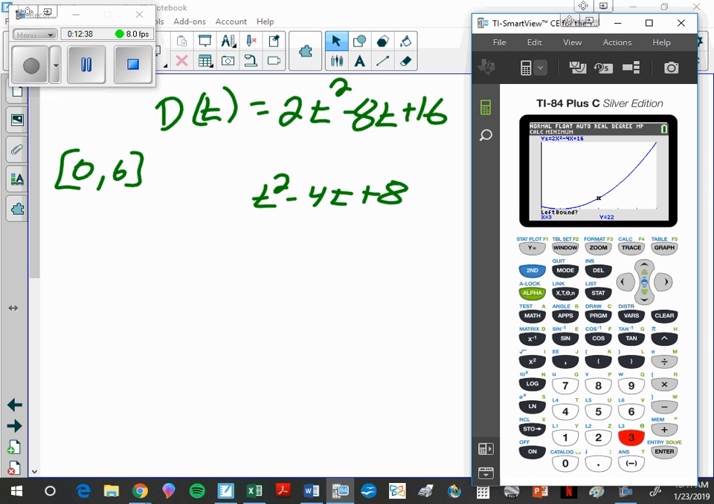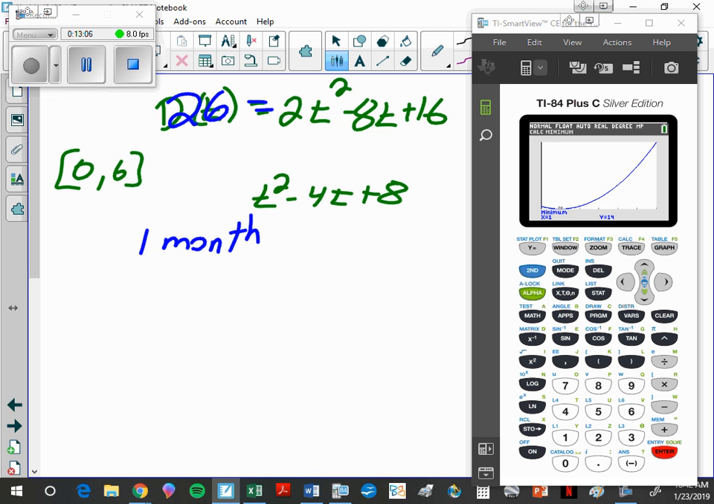So I'm going to go left bound 0, right bound 2, and my guess will be 1. So at 1 month, the minimum is 14 gallons. So 1 month is the minimum. At what time will the demand be equal to 26 gallons? So I want to know, when does this equal 26?